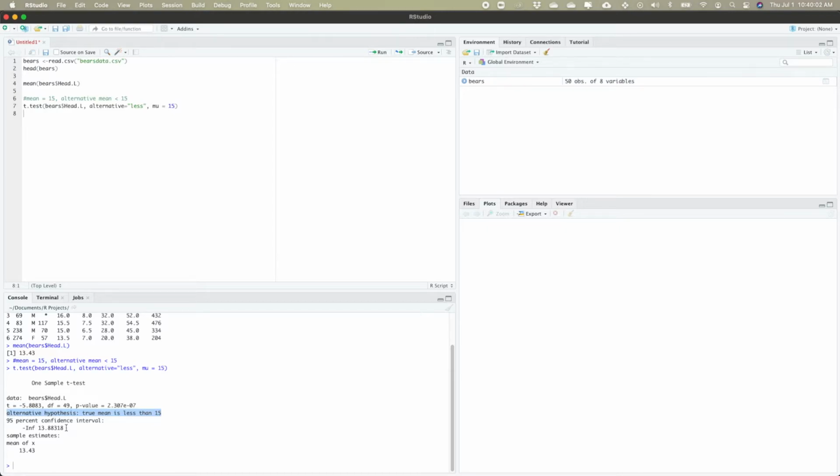We can also see a 95% confidence interval here. You'll notice it goes from negative infinity to 13.88. That's because I'm using a less than test. If I change this to two-sided, is it equal to 15 or not equal to 15? I can see the true 95% confidence interval of my data.